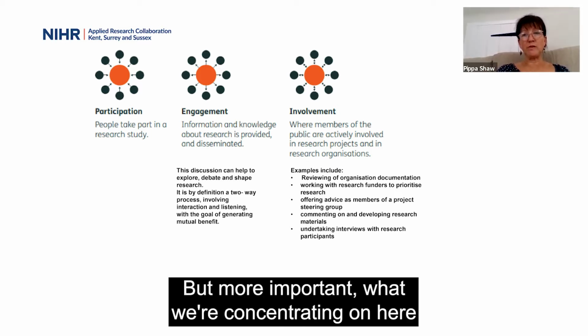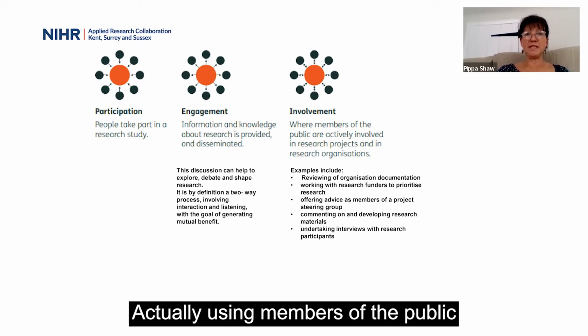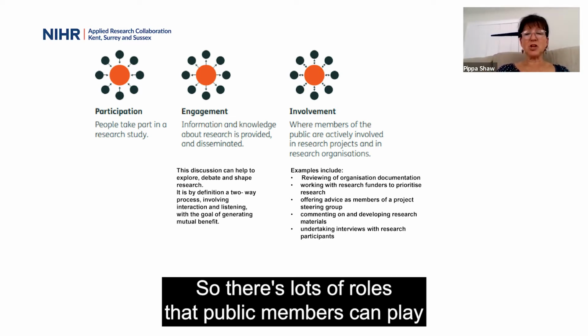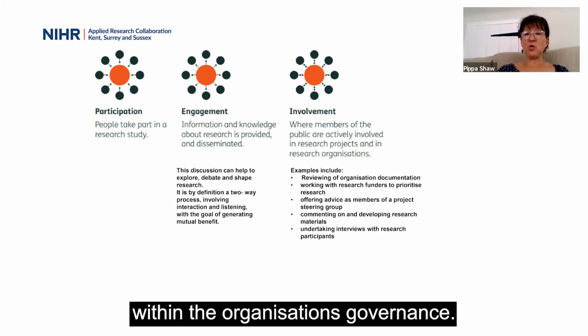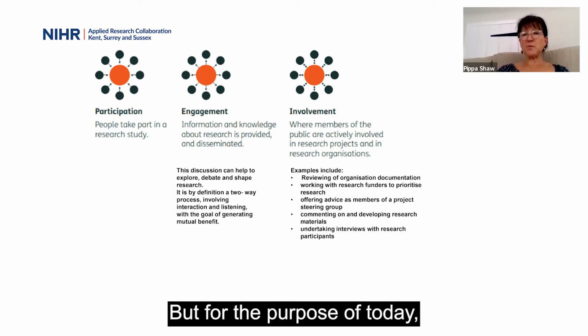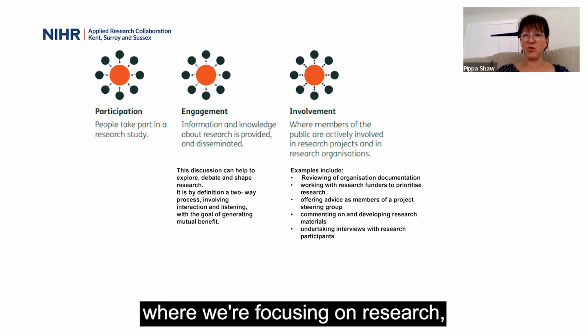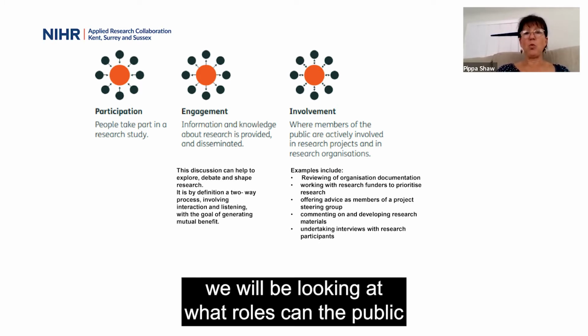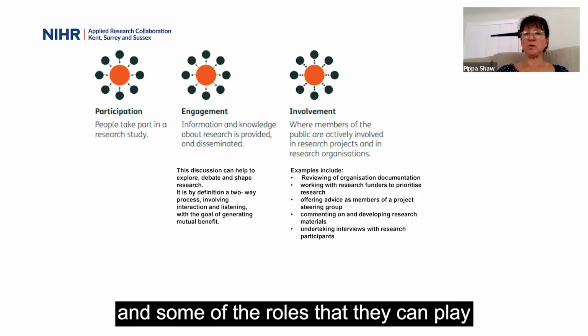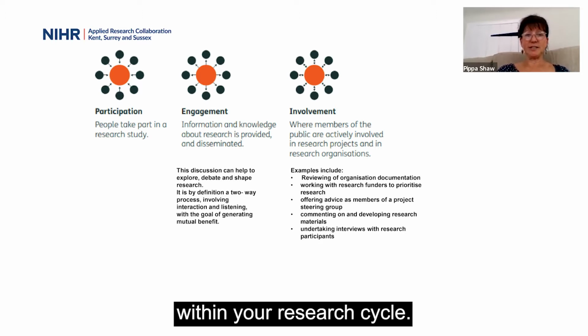But more important, what we're concentrating on here is involvement, actually using members of the public in our research projects and in your organisation. There are lots of roles that public members can play within the organisation's governance, and we have an advisory group here that we're now calling the PIN, the Public Involvement Network. But for the purpose of today, where we're focusing on research, we will be looking at what roles the public can help you with in terms of your research project and some of the roles that they can play within your research cycle. Thank you. Next one.